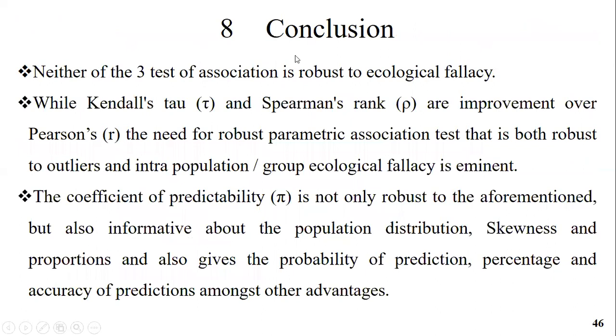Conclusion: neither of the three association tests is robust to ecological fallacy. The coefficient of predictability is not only robust to the aforementioned, but also informative about the population distribution, sequences, and proportions, and also gives the probability of prediction, percentage, and accuracy of a prediction, among others. While Kendall, Stowe, and Spearman are improvements over Pearson's, the need for robust parametric association tests that are robust to outliers and interpopulation ecological fallacy is eminent.